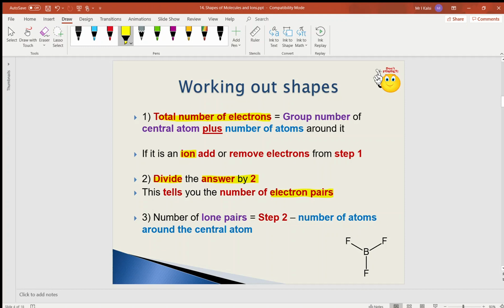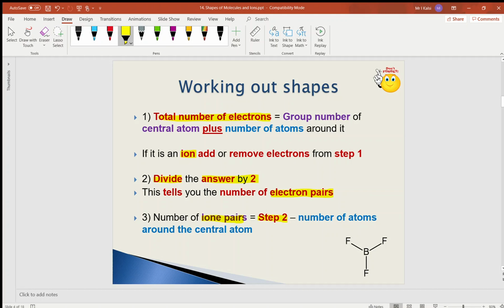And then what we do is we work out the number of lone pairs. To work out the number of lone pairs, we take our answer from step 2, and we take away the number of atoms around the central atom. So to work out the number of lone pairs, we do the number from the step before, and we take away the number of atoms around the central atom.